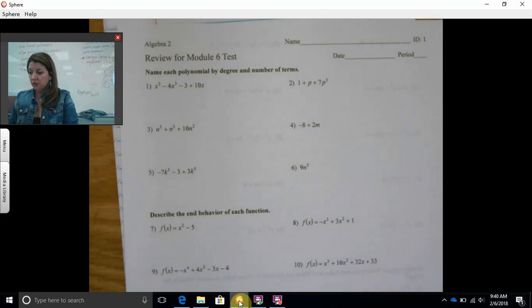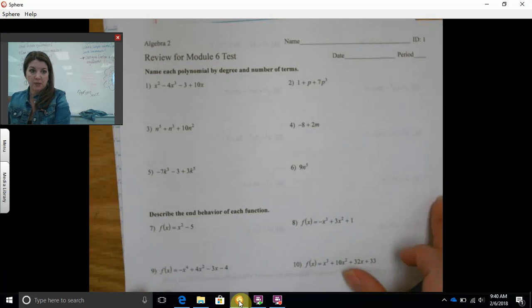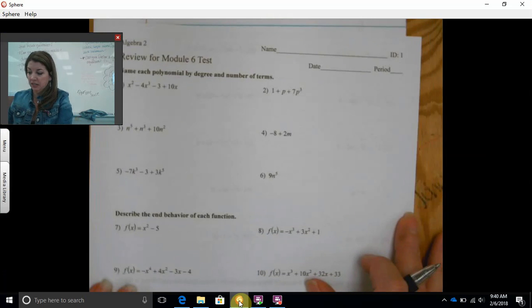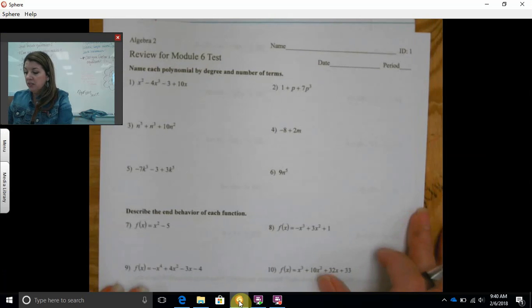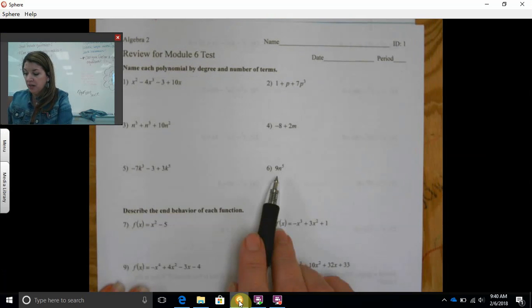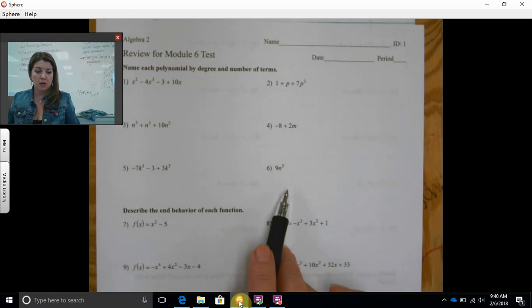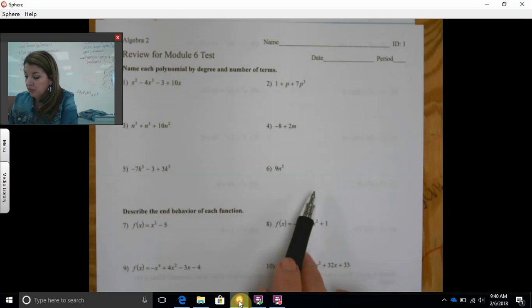So this is the review for the Module 6 test. Some of them I'm going to go over with you, and then some of them I'll write the names down. The one that's on the first section where you have to name it, I'm not writing the answer. I will post it on Edmodo for you to check on your own time, not before the test. Remember to make sure they're in standard form before you name them.